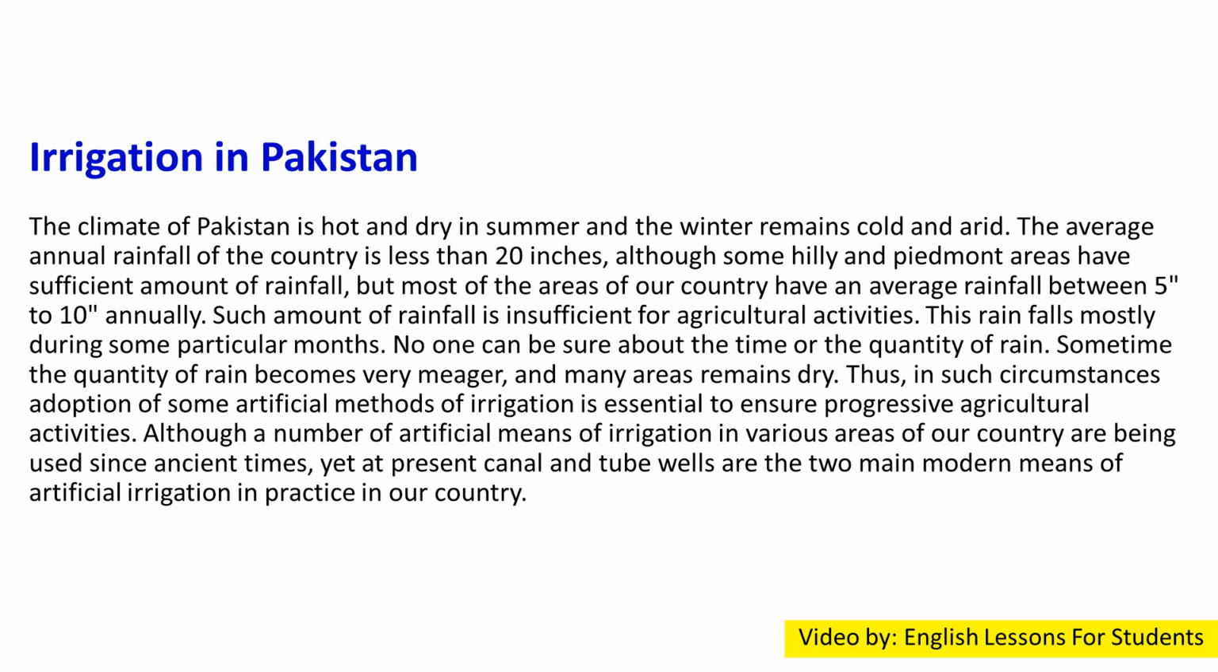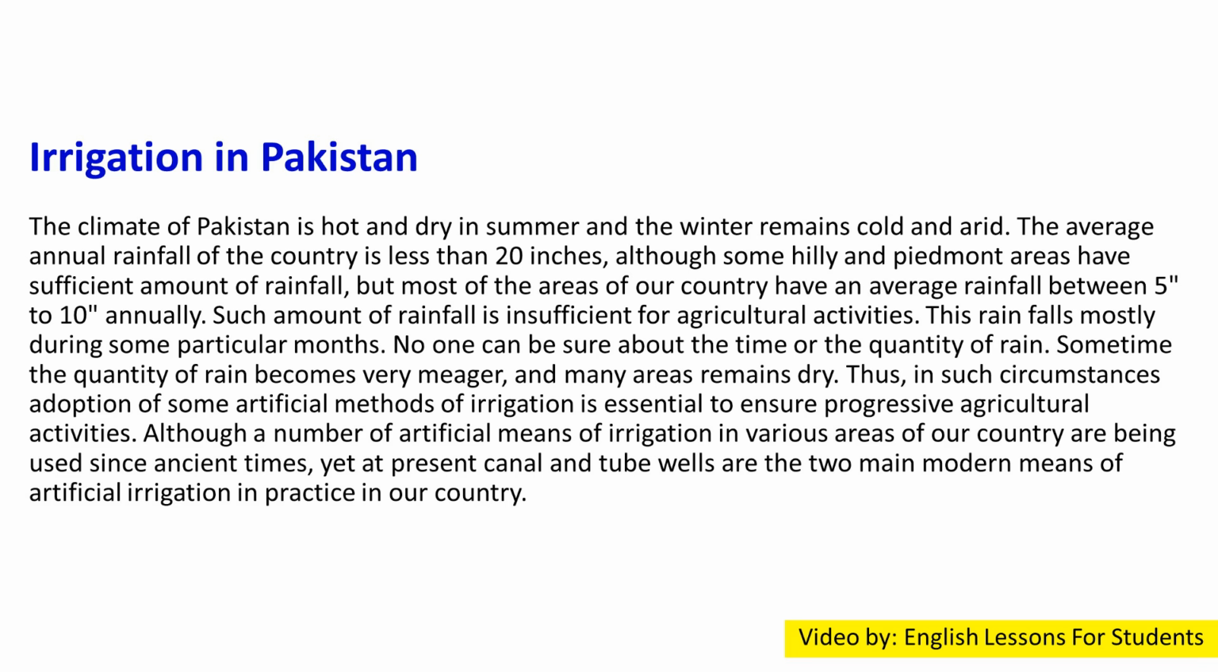Irrigation in Pakistan. The climate of Pakistan is hot and dry in summer, and the winter remains cold and arid. The average annual rainfall of the country is less than 20 inches. Although some hilly and pediment areas have a sufficient amount of rainfall, most of the areas of our country have an average rainfall between 5 to 10 inches annually. Such an amount of rainfall is insufficient for agricultural activities. This rain falls mostly during particular summer months.